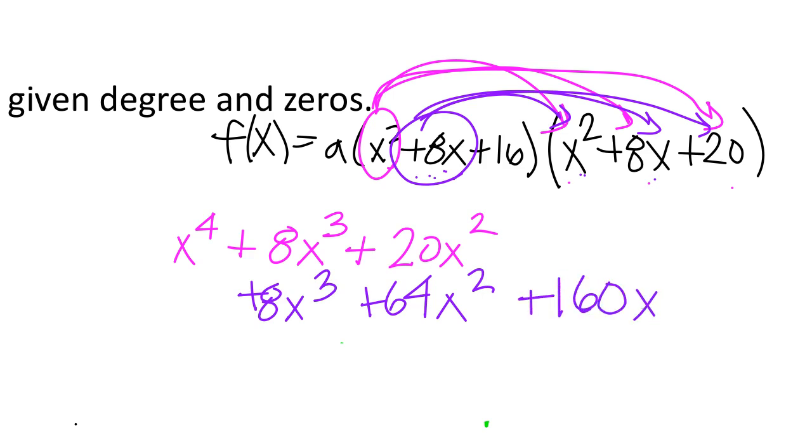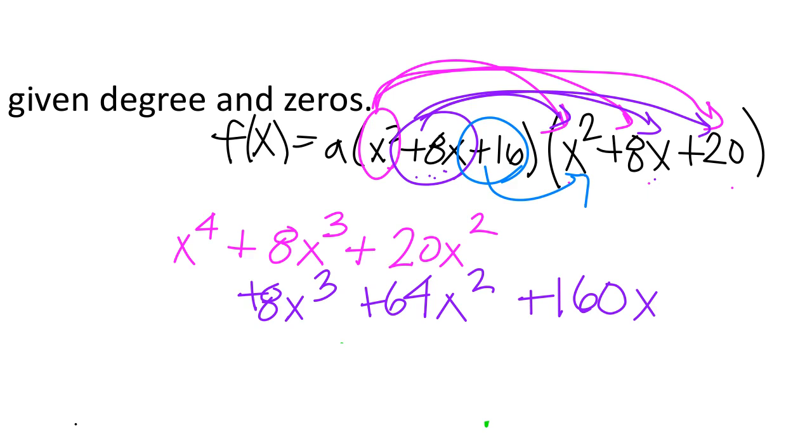And again, let's just double check. So you have 8x with an x squared with a cube. Excellent. 8x and 8x, 64x squared. Good. 8x and 20 is 160x. And now for my last multiplication. We are nearly done with this very long problem.